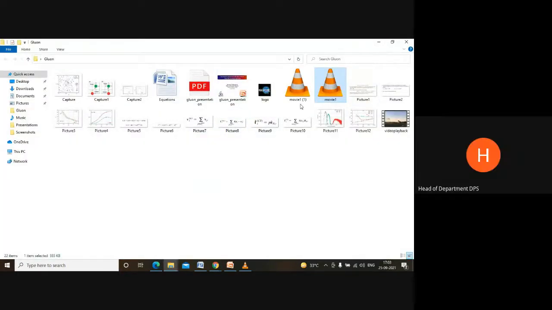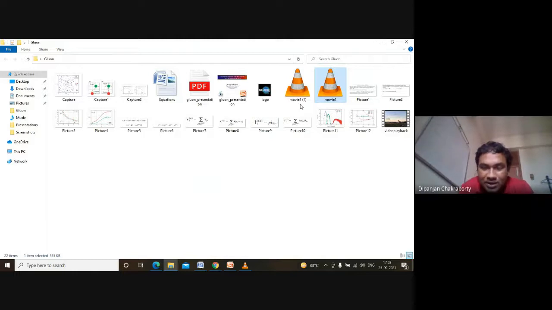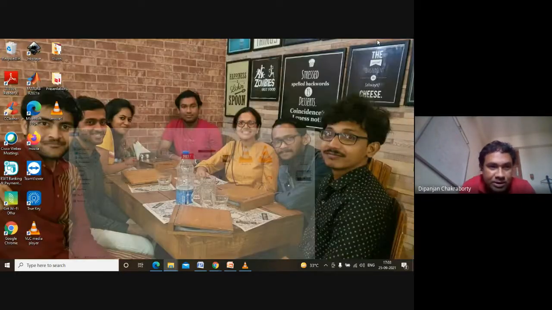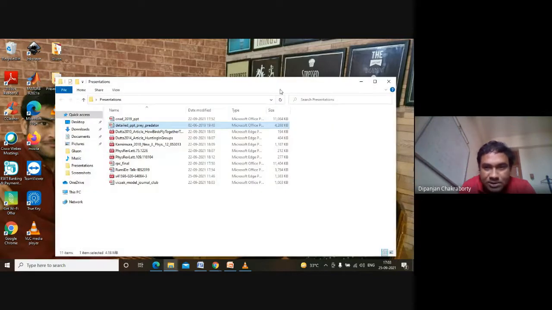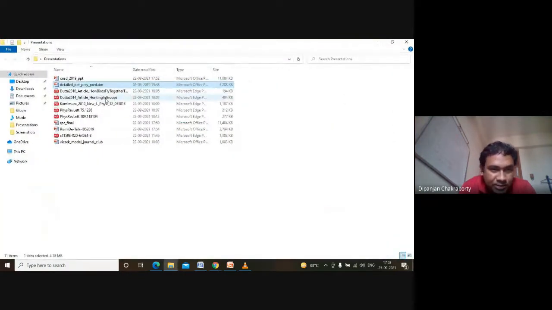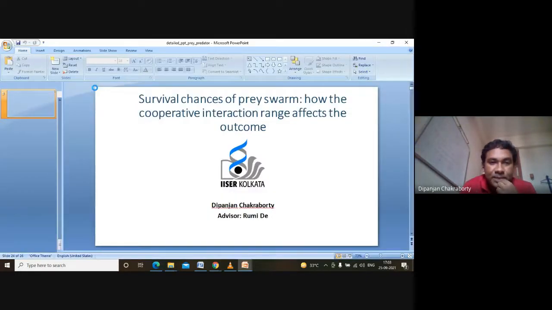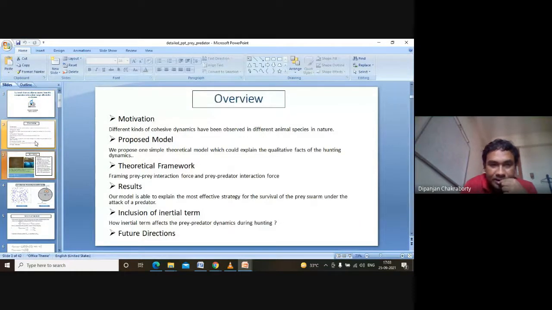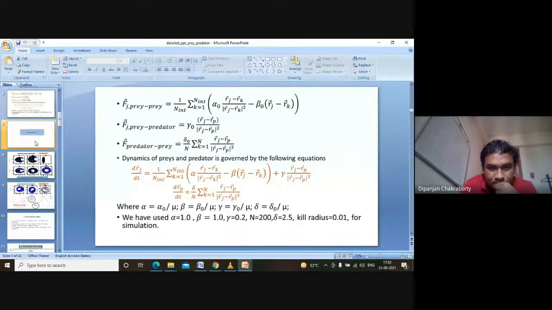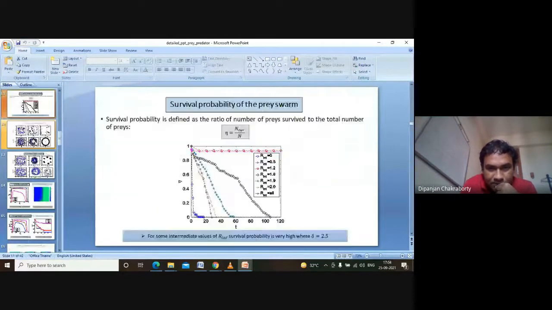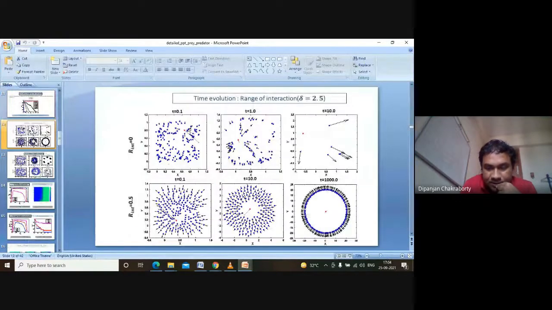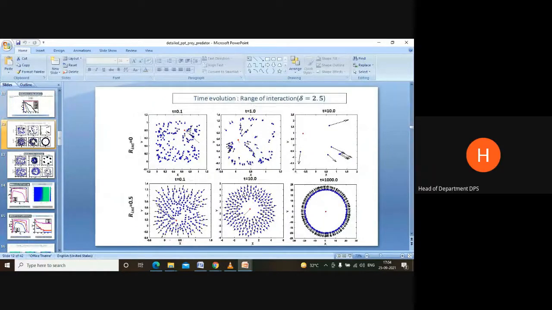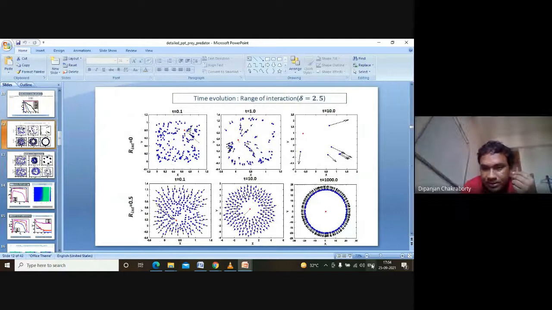For my model, I have explained the works done by other groups. Just give me 1 minute. Here the matching is the patterns; they also match the patterns. Here you could see, is it visible? Yeah. This ring kind of pattern.